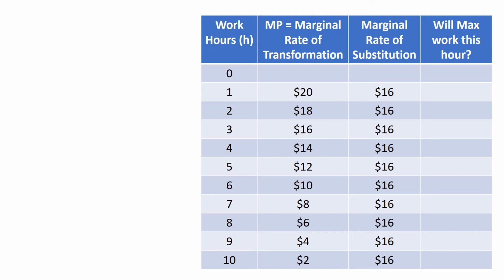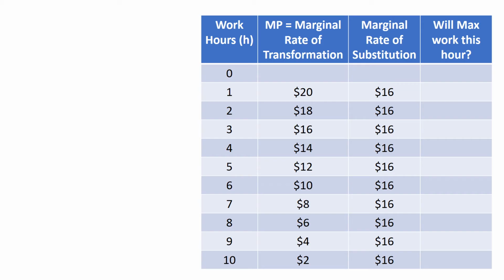We can see this in a table where we have a constant marginal rate of substitution equal to $16, and where the marginal rate of transformation is the same as the marginal products we already calculated, except that now they're expressed in dollar terms because we said each spectator pays $1, so that the marginal product and the total product are both in dollar terms.